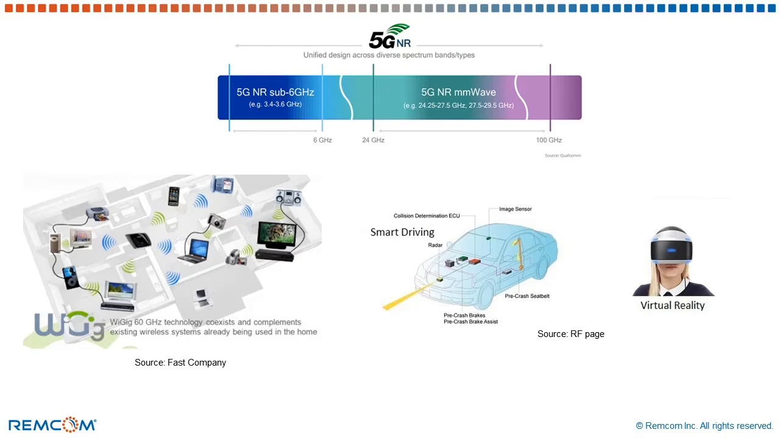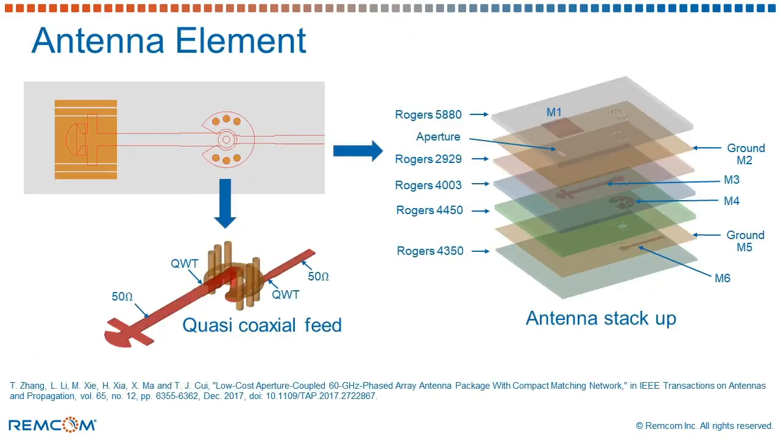To demonstrate the capability of XFdtd, we have designed a 60 GHz antenna array from Tav Zhong's paper, which can be used for a WiGig application. Here we have a single antenna element, which is an aperture coupled patch antenna with a compact fan-shaped feeding network along with a vertical quasi-coaxial via transition designed and simulated in XFdtd.